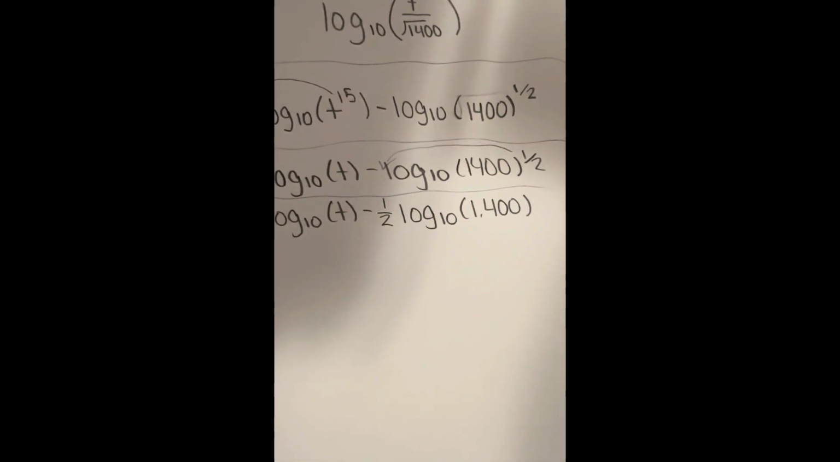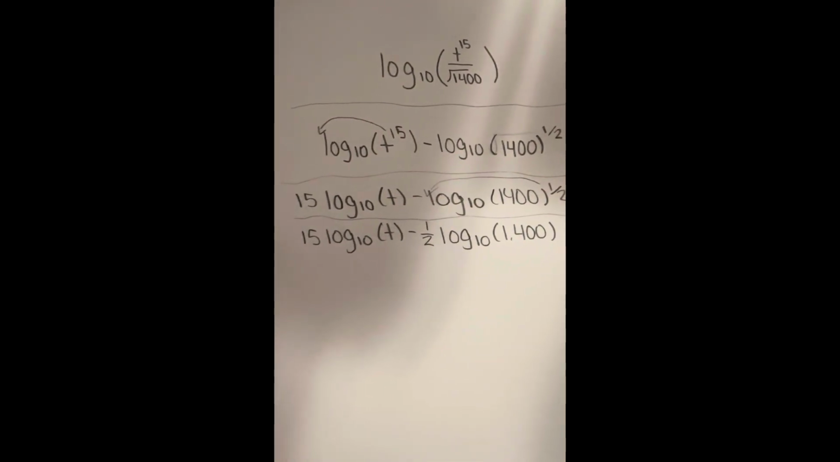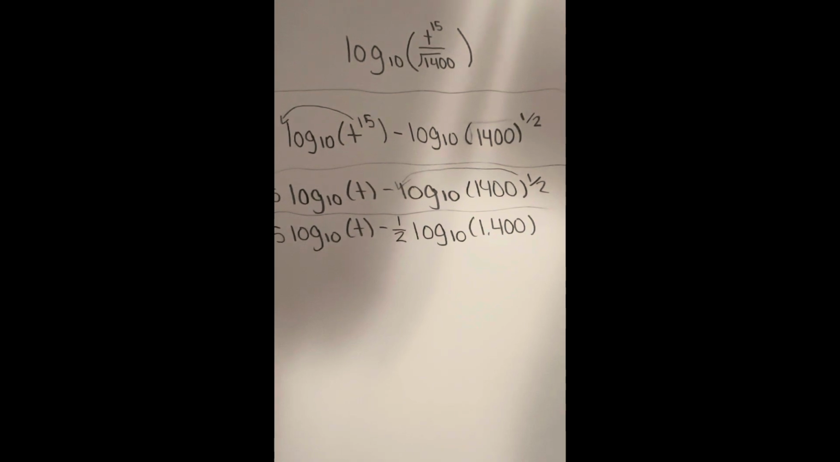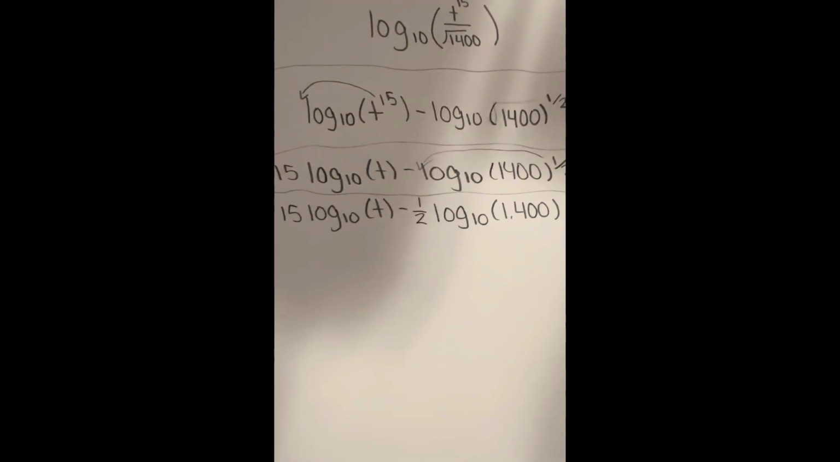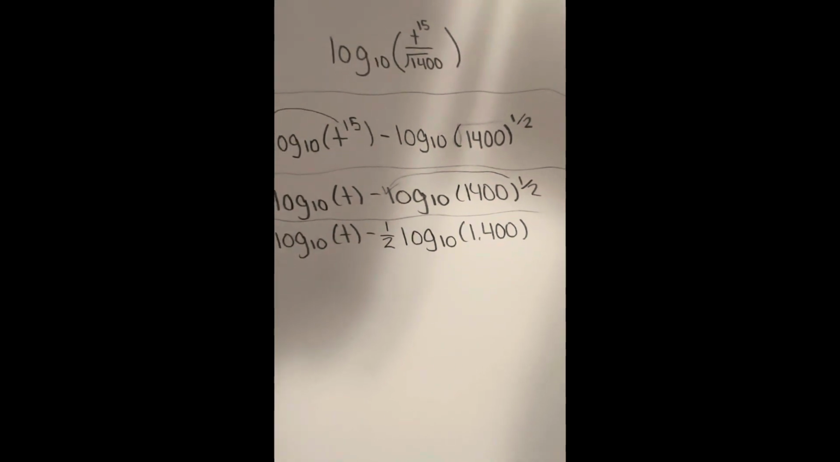So Carl has a time expression of 15 log 10 t minus 1/2 log 10 1,400, which shows how long it would take him to fill all the helium balloons.